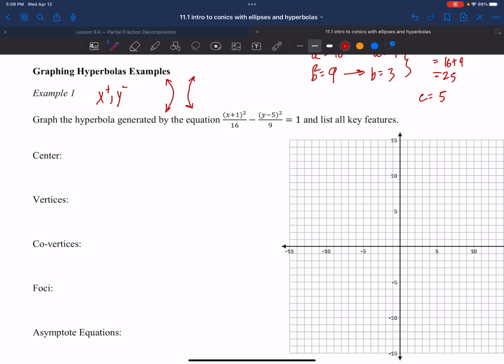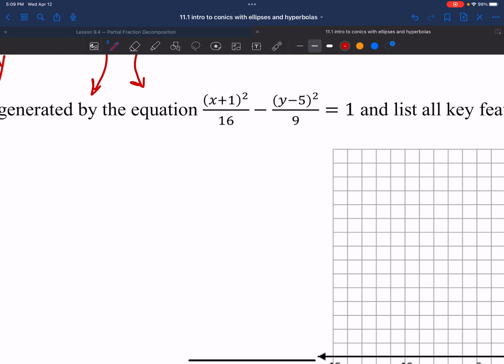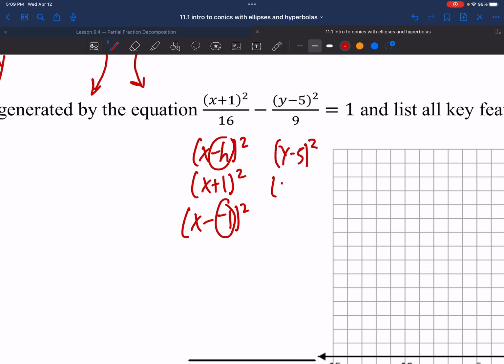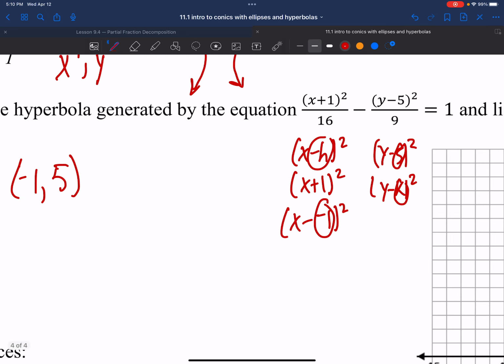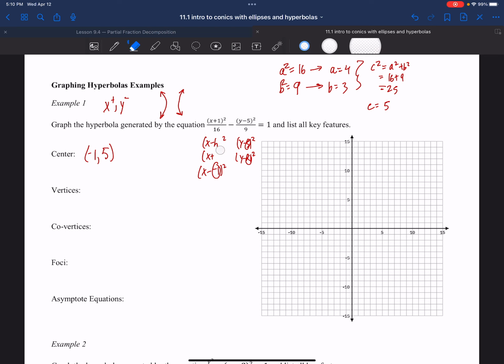All right, so where's the center? Well, the center is at -1, 5. This is, again, if you're doing x minus h squared, and you're looking at x plus 1 squared, or you're doing x minus -1 squared, that's what h is. So h is -1. And then the same idea, if you're doing y minus 5 squared, it's y minus k. And so k is 5. So there you go. That's the center. And I'll put that -1 comma 5 right here.